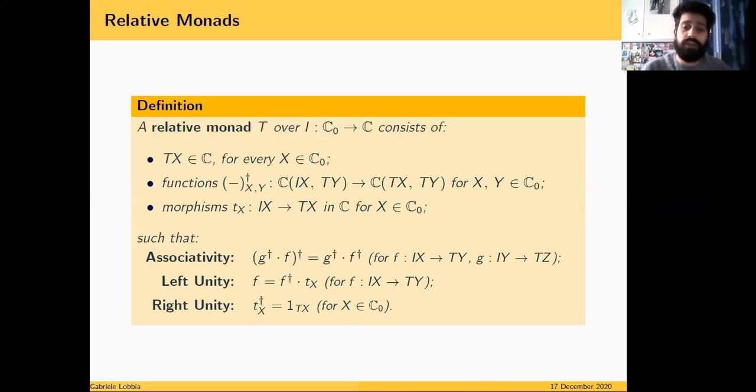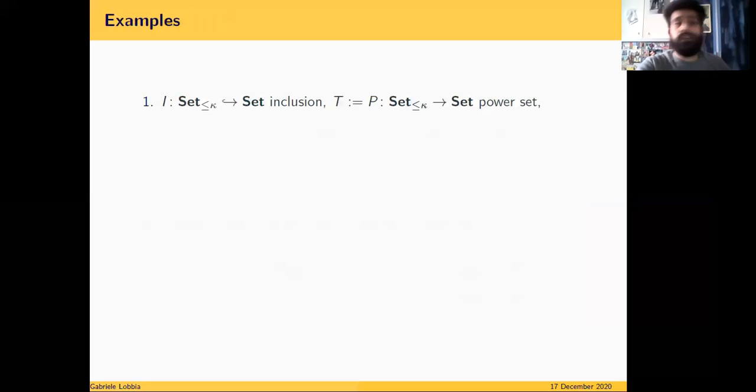Okay, nice. So let's see some examples of relative monads. As I promised you, we got the power set, which becomes a relative monad. In what sense? Well, we have the inclusion, first of all, of sets with cardinality at most kappa into sets. And then we have the power set, which is a functor, and if we restrict the power set to this subcategory, we still get a functor.